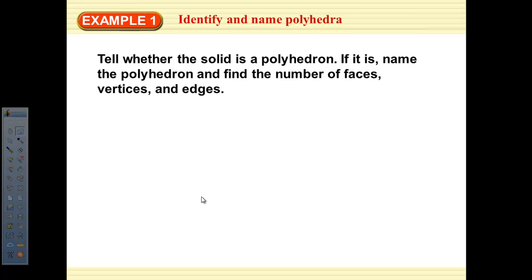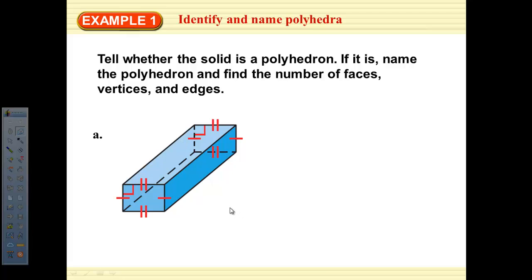We're now starting chapter 12, the last chapter in this book, and we're looking at solid figures, which we call polyhedron, or plural is polyhedra. In this case, we're going to have a picture of a polyhedron. We're going to name the number, or find the number of faces, vertices, and edges.